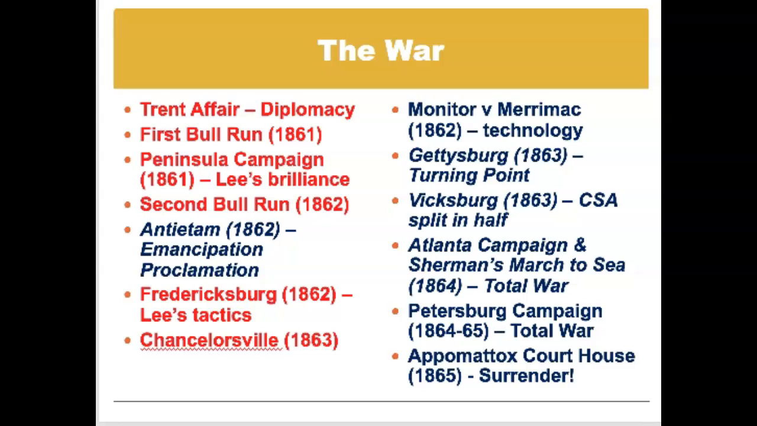They didn't get the recognition that they were hoping for, but they were able to secure some resources for the Confederacy. The First Bull Run represents the first big land conflict between the United States and the Confederacy. It was a Confederate victory here.